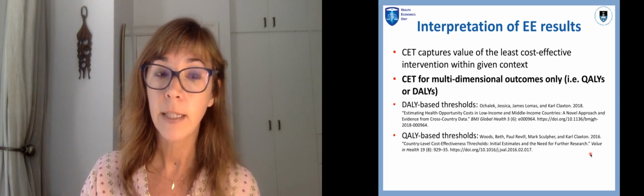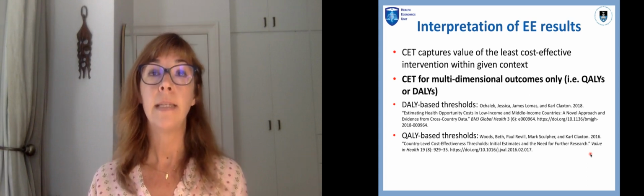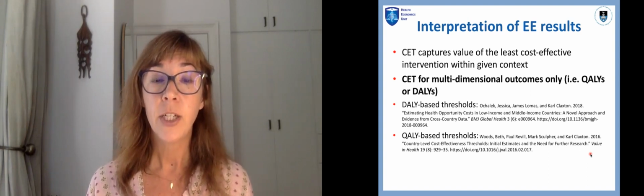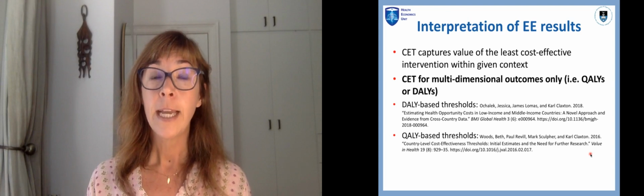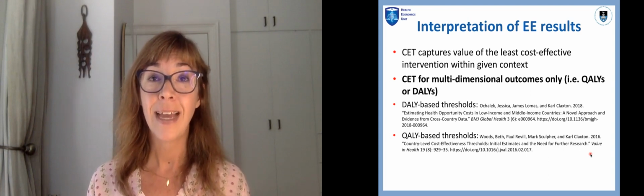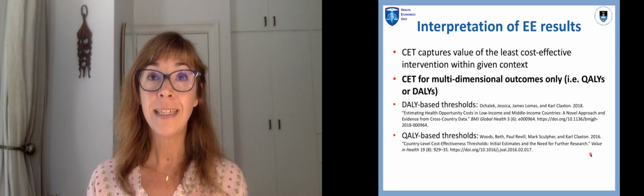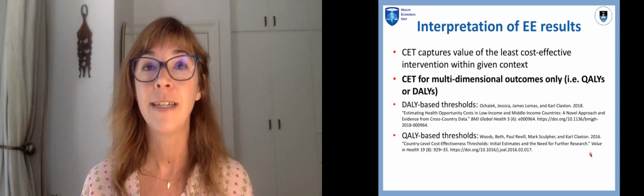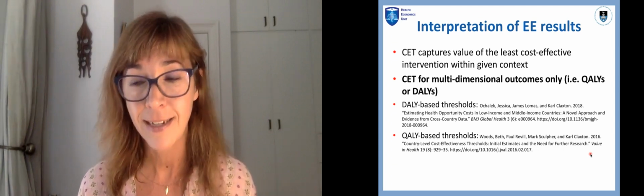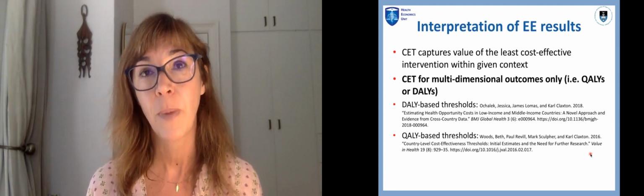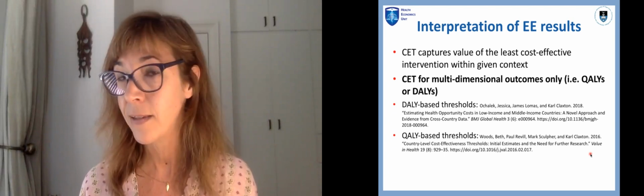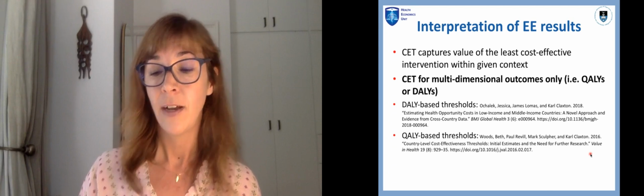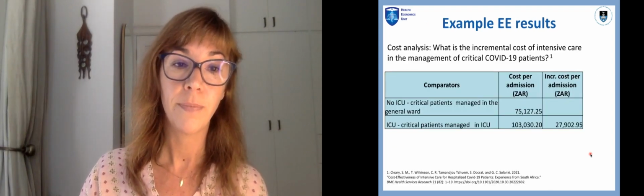Again, the cost effectiveness threshold gives you a sense of what is the least cost effective intervention within your given context. If your ICER is higher than that, it means that your new intervention is even less cost effective than the least cost effective thing that you're currently doing. And so it's probably a very bad idea to add it to your benefit package because it's not going to improve health and it's not going to improve equity. So that is basically the idea of the cost effectiveness threshold.